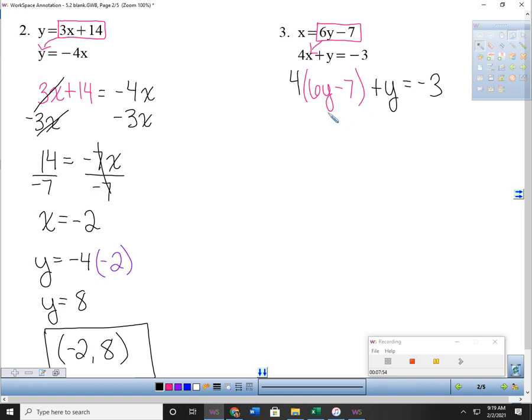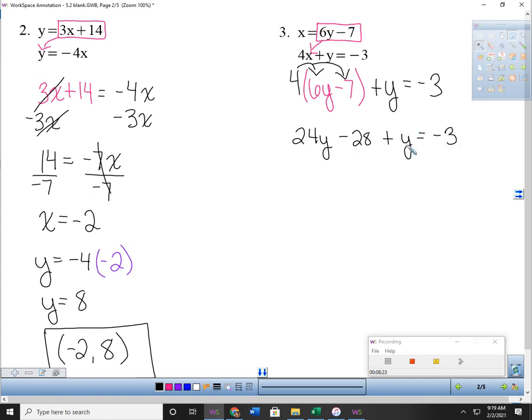Now it's just simplifying. Notice this time I'm finding y first, right? That's all I have are y's. I don't want to have x's and y's. I just want one or the other. So I'm going to distribute the 4. 4 times 6y is 24y. And 4 times negative 7 is negative 28. Don't take the 4 times the y back here, right? That's not in the parentheses. So I've got plus y equals negative 3.